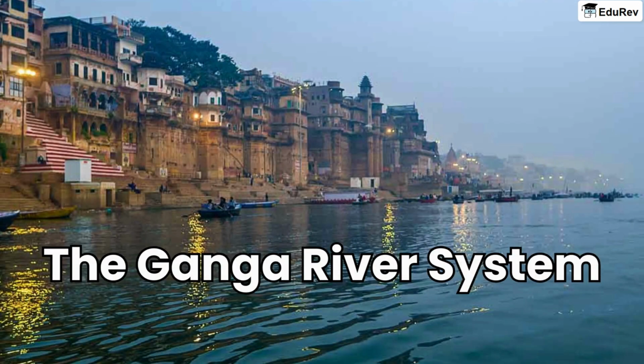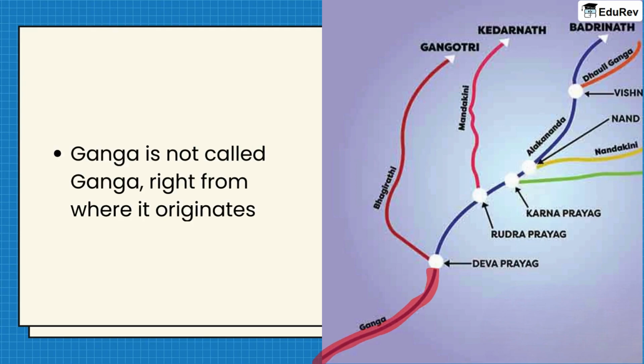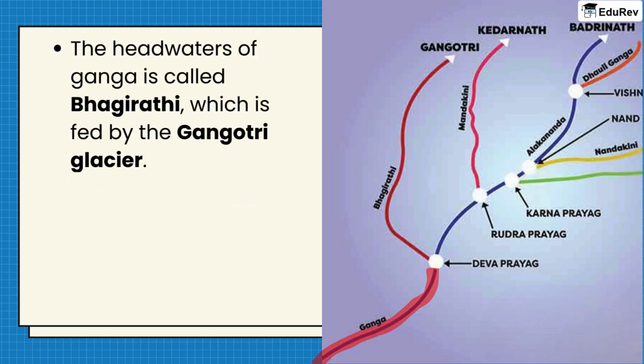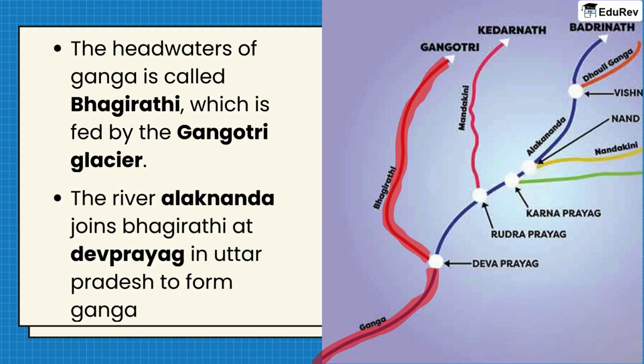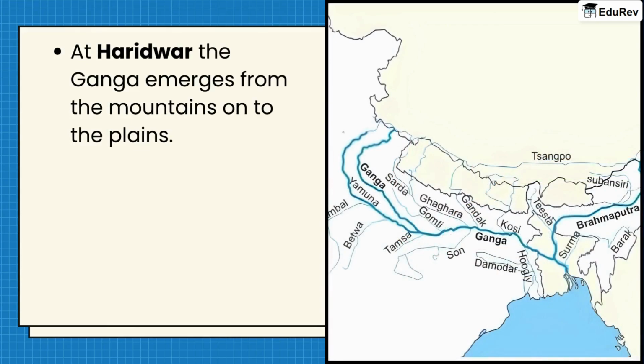Next, we move to the Ganga River system. An interesting fact that you should remember for exams is that Ganga is not called Ganga right from where it originates. Instead, the headwaters of Ganga is called Bhagirathi, which is fed by the Gangotri glacier. It is only after the river Alaknanda joins Bhagirathi at Devprayag in Uttar Pradesh that the joined river is called Ganga. At Haridwar, the Ganga emerges from the mountains onto the plains.